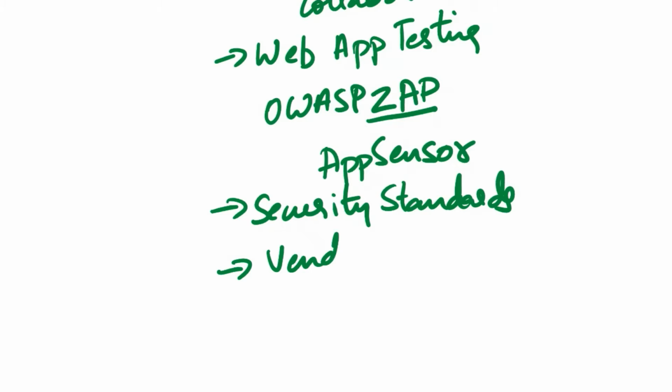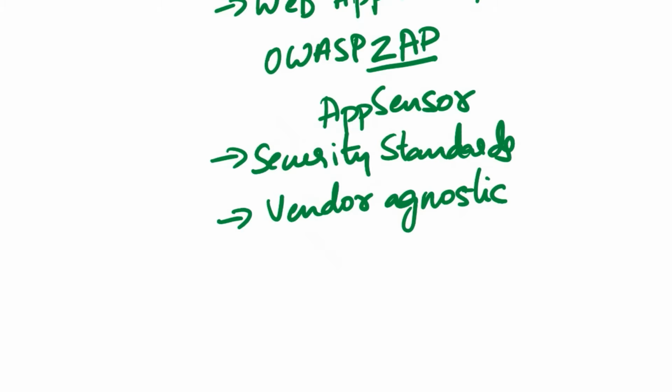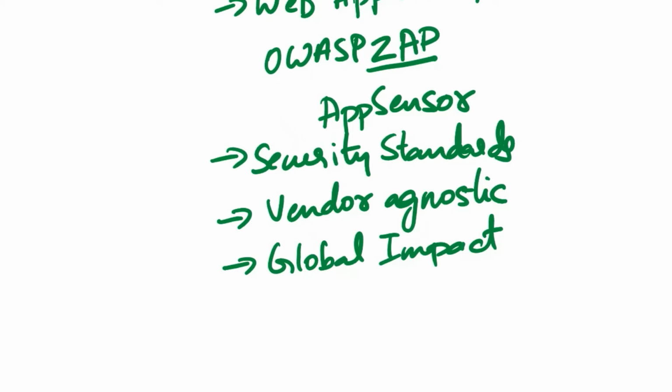Next is vendor agnostic. OWASP is vendor agnostic, meaning it does not promote or endorse specific security products or services. It focuses on unbiased, community driven security guidance. Next is global impact. OWASP has a global reach with local chapters and projects worldwide, making it accessible to individuals and organizations in many countries.